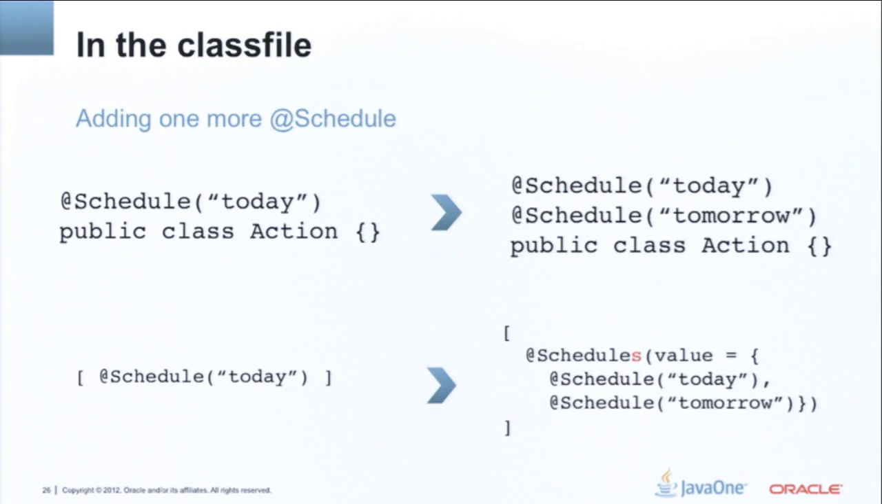And the explanation is this. I'm going from one schedule to two schedules, and the compiler is going to wrap them. That means that on the class action, previously there was an array of annotations that contained one instance of a schedule annotation. And now that array of annotations on the class is going to contain one instance of a schedules annotation. So that is why we lose the schedule when we are looking for a schedule: there is a schedules there.